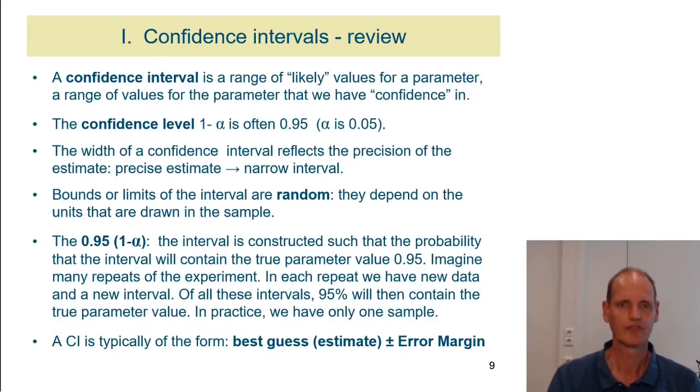So you could think of doing the whole experiment and then the calculations many times, let's say 1 million times. And from all these million times, you get 1 million intervals. And out of all these intervals, 95% will contain the true parameter value and only 5% will not. And notice that in practice, we only have one sample. So it's really about the method and not about the outcome of the confidence interval.